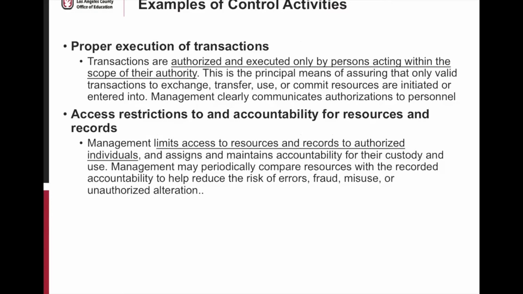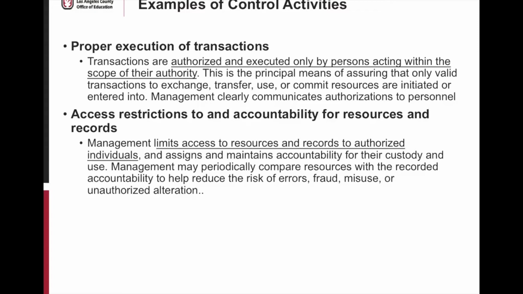Proper execution of transactions. And this means that transactions are authorized and executed only by whoever has that authority. It's in the scope of the authority. So this is the principal means of assuring that only valid transactions, transfers or such, are done by authorized personnel only. And then access restrictions to and accountability for resources.